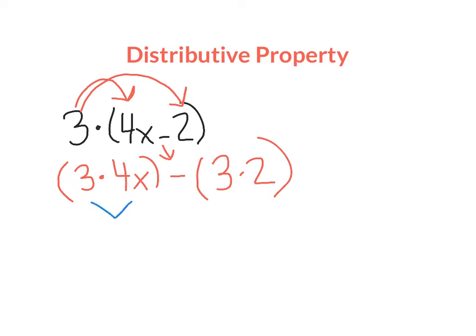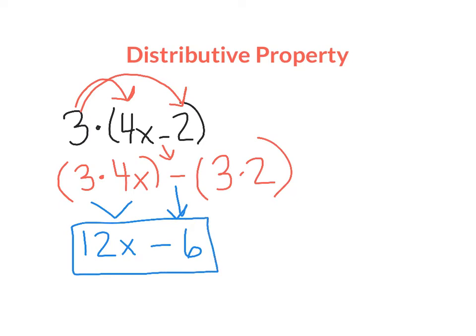3 times 4x is just 12x. We bring down the minus sign again, and then we finish the final piece. 3 times 2 is 6. So our final answer would be 12x minus 6.